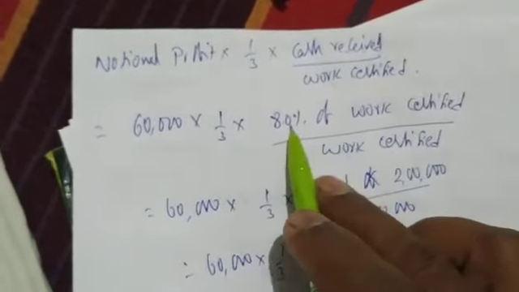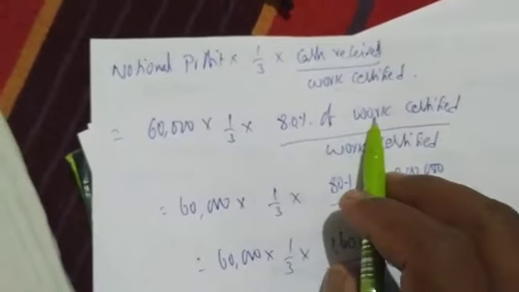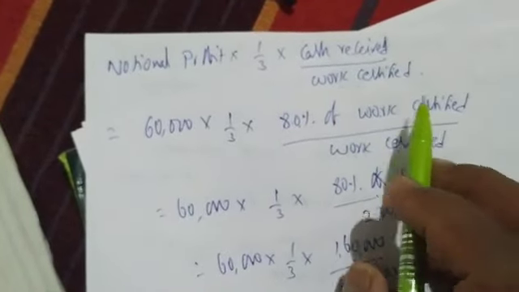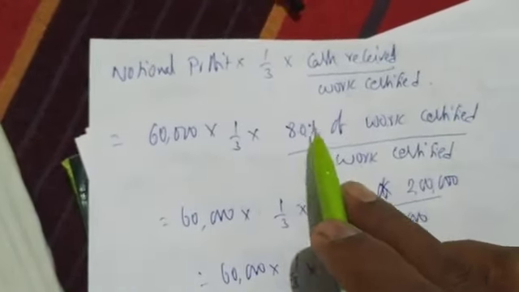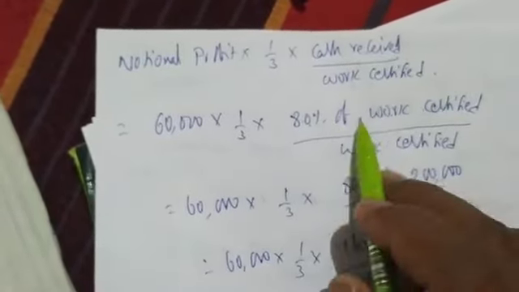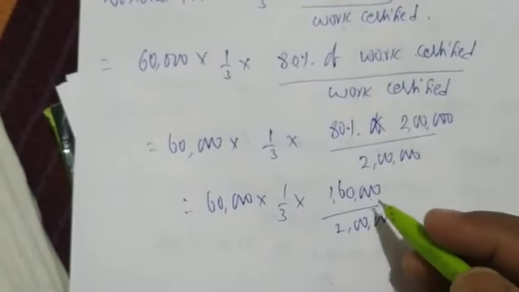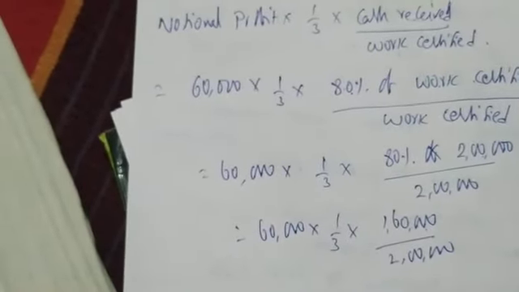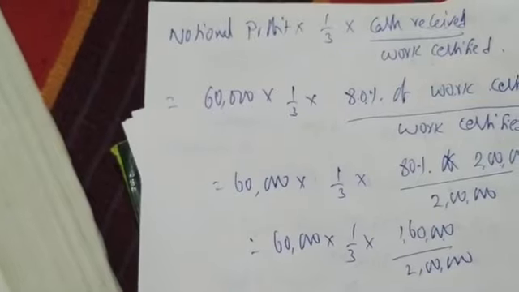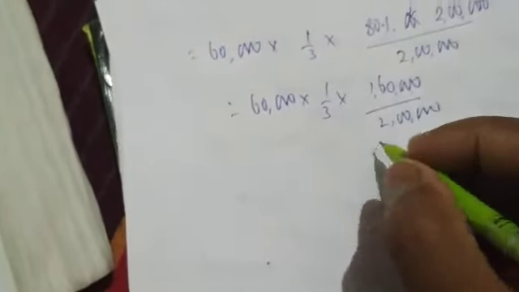How to take cash received? Cash is always received based on work certified. The contractee will see the work certified, and based on that he will give cash. So how much is given? 80% of work certified is cash received. To find out cash received, 80% of work certified is 1,60,000. So 1,60,000 divided by 2 lakhs, I am getting 0.8.